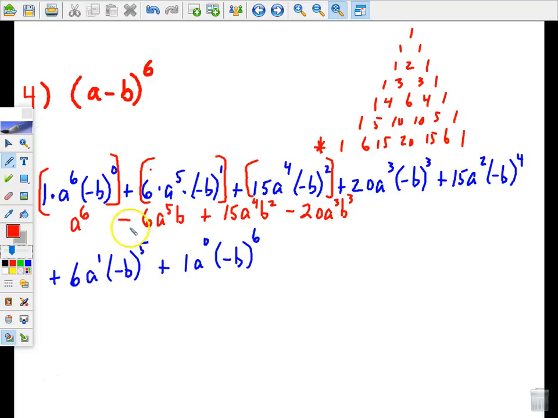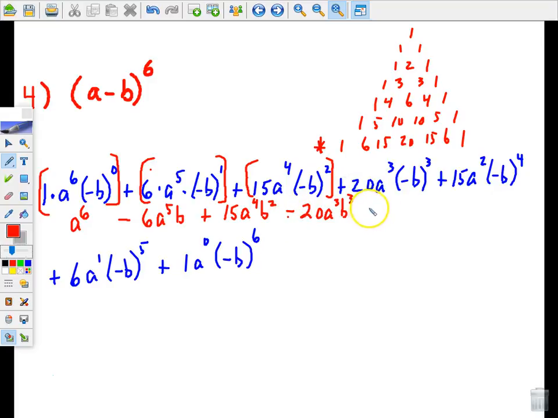Okay, so you might already start to pick up on a pattern here. The first term is always positive in these expansions. But after the first term, if you have subtraction in your binomial, this will be a subtraction sign. But then the signs should alternate back and forth. Minus, plus, minus.